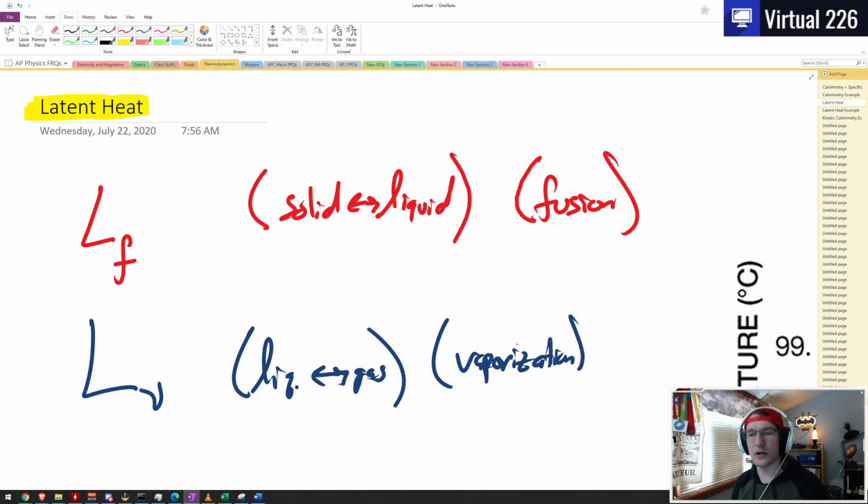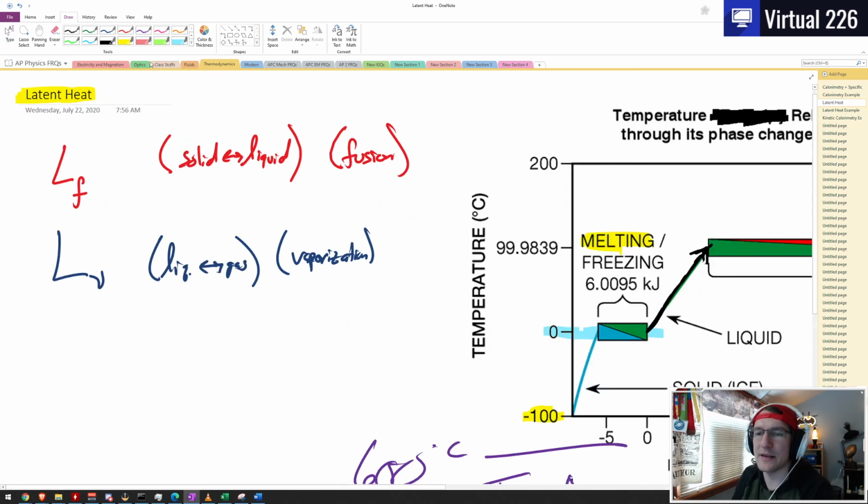Most of the values for our latent heats are just found in a book. One of the values we will need often, though, is the latent heat of fusion for water. It is 333. Many different ways to write this. I like to write it joules per gram. Some people write this as kilojoules per kilogram. The kilos go away and you just get joules per gram. So this is the latent heat of fusion for water. That's a very, very important value.